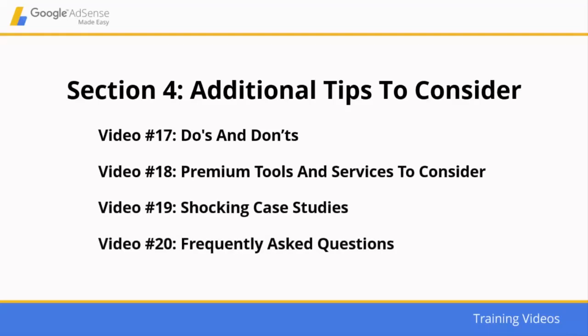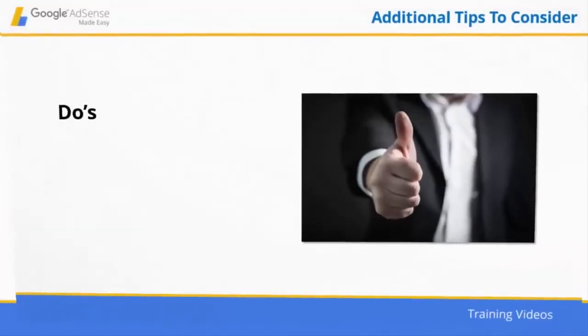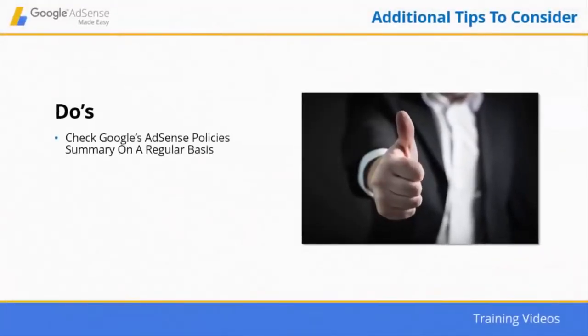So let's start by discussing what are the best practices and what are the things to avoid as an AdSense publisher. Do's and don'ts. Do's. Check Google's AdSense policies summary on a regular basis. Google is constantly updating its AdSense terms of use and policies, so it is a good practice to constantly check its policy support page as well to avoid violating newer rules or terms of service.